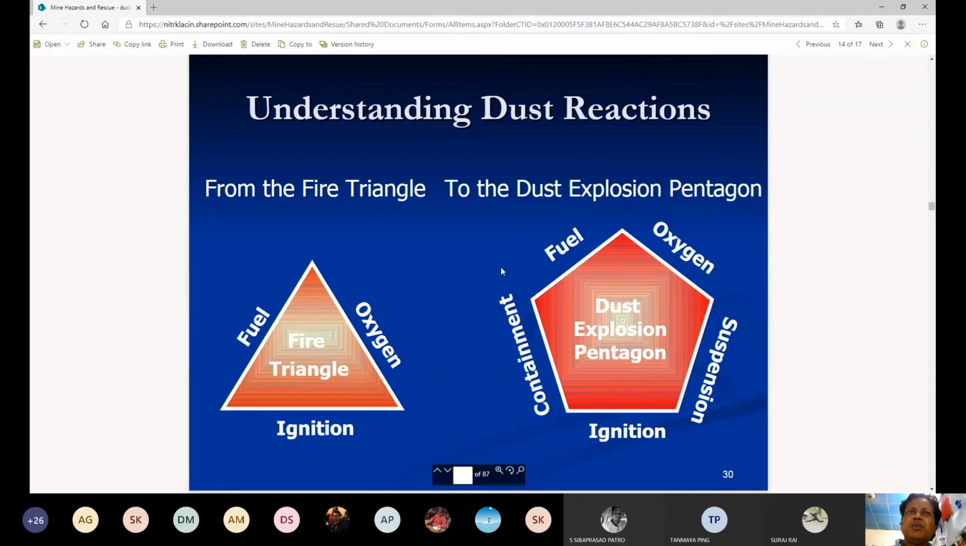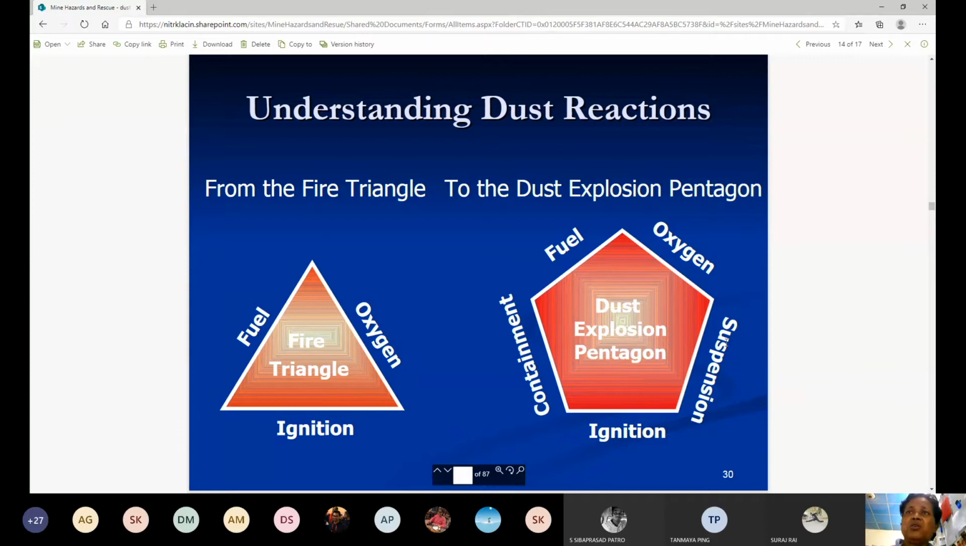There are three parameters common to the fire triangle. Fuel is there, oxygen is there, and ignition is there. Besides these three parameters, there are another two parameters.